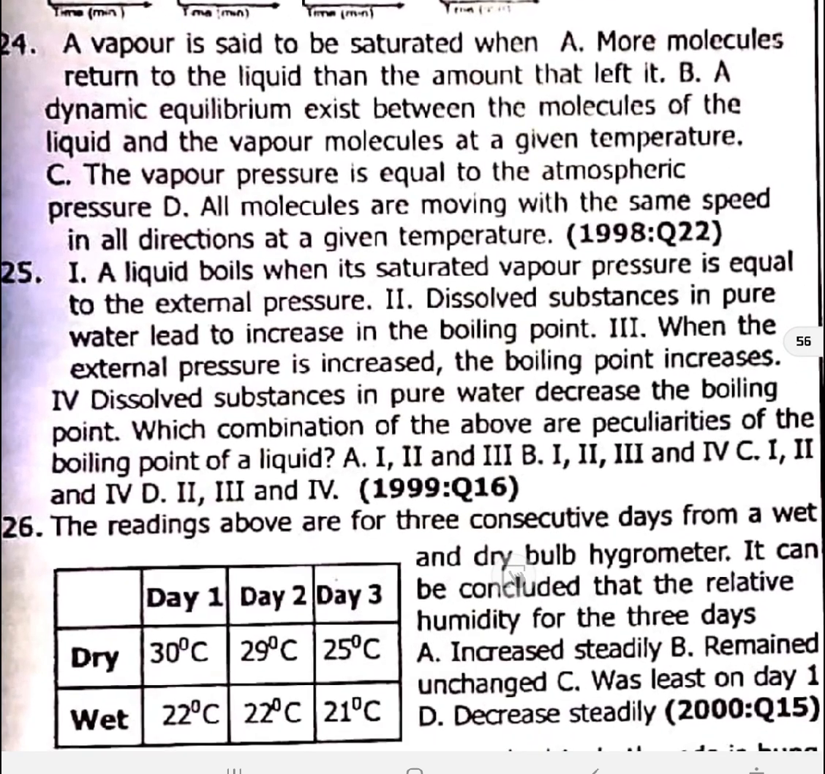25. A liquid boils when its saturated vapor pressure is equal to the external pressure. Dissolved substance in pure water leads to an increase in the boiling point. When the external pressure is increased, the boiling point increases. 25. Let's see. When the external pressure is increased, the boiling point increases. 25 is option A, all three of the first ones. Dissolved substance in pure water decreases the boiling point. That's not it. It actually increases it, not decreases it. So number 25 is option A.